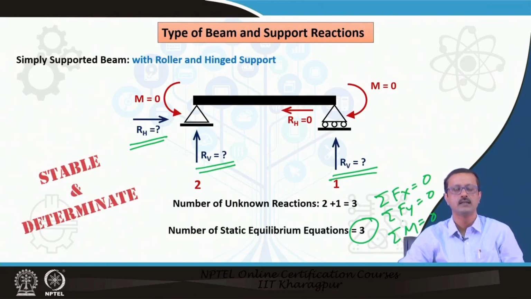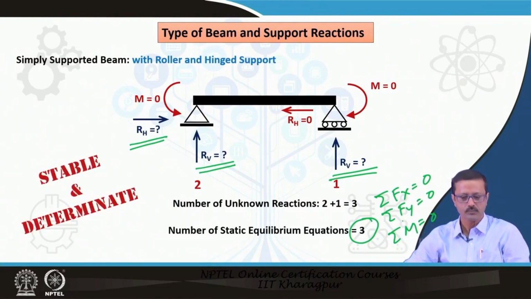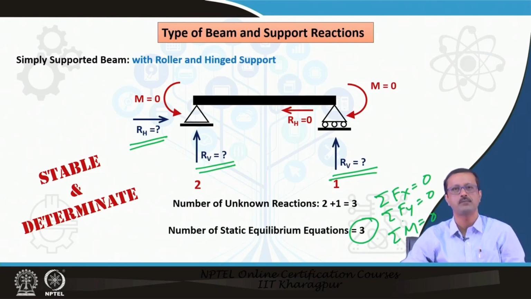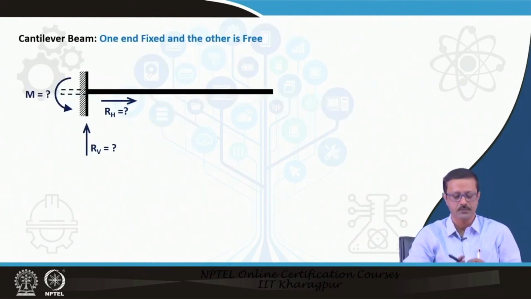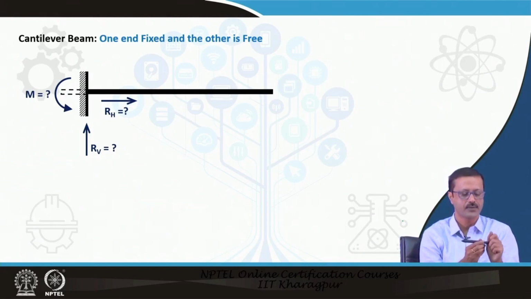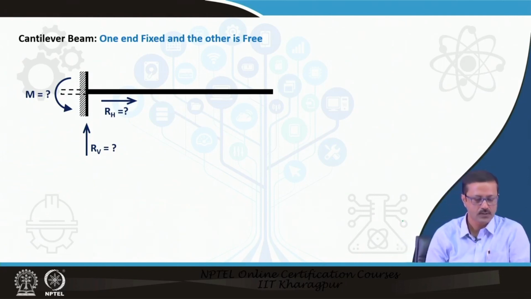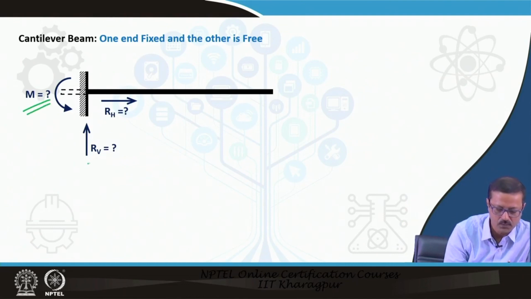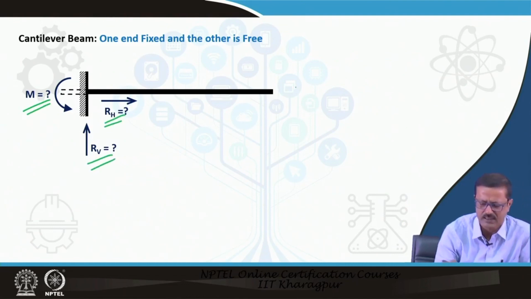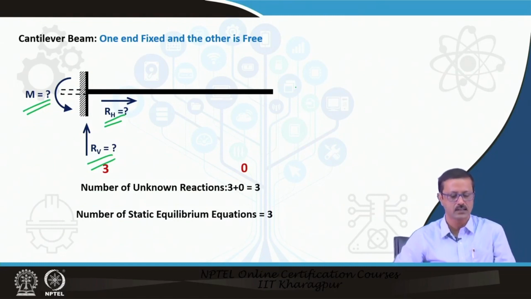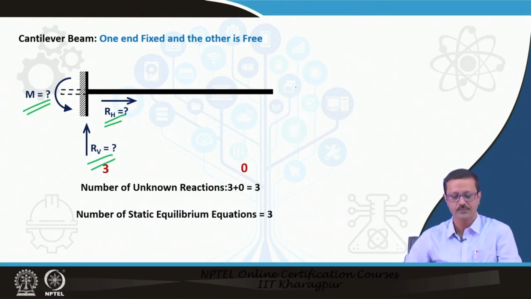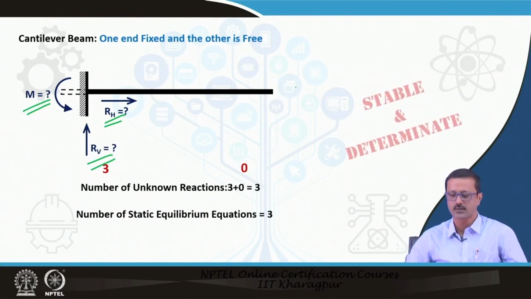So, that is why this beam is a very stable beam and it is a determinate beam. Determinate beam means with these 3 equations I can find out the unknowns. Next, suppose it is a cantilever beam. Cantilever beams are those having one end fixed and the other end free. So, it has 1, 2 and 3 unknowns and this end is free, so there is no question of any unknowns. So, 3 plus 0 is 3 unknowns and you have the same 3 equations. So, it is also stable and determinate.